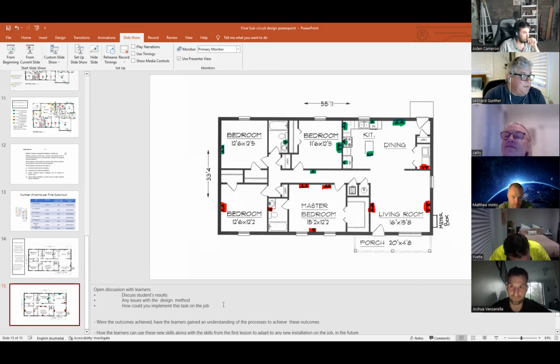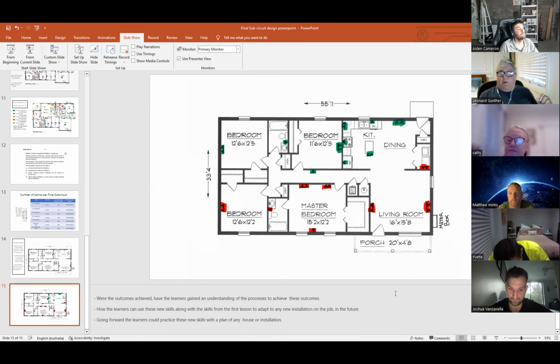Well, while you're working that out, is anybody okay with the design method? How we design that? Yeah. Okay, so we're all good with that. So you can understand how we're going to implement it on the job and how we're going to go about it on the job, yeah?